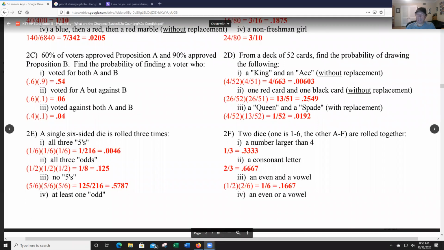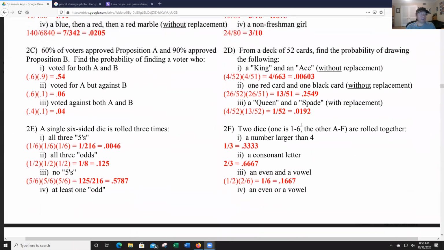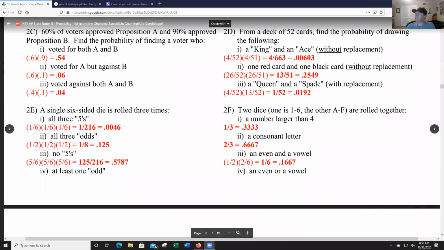We'll do C and D. I'll be able to get E and F at the same time. Yeah, that'd be good. Okay. All right. So let's do C and D here. All right. 60% of voters approved Proposition A and 90% approved Proposition B. Pretty common in California to have all these propositions. Find the probability of a voter who voted for both A and B.